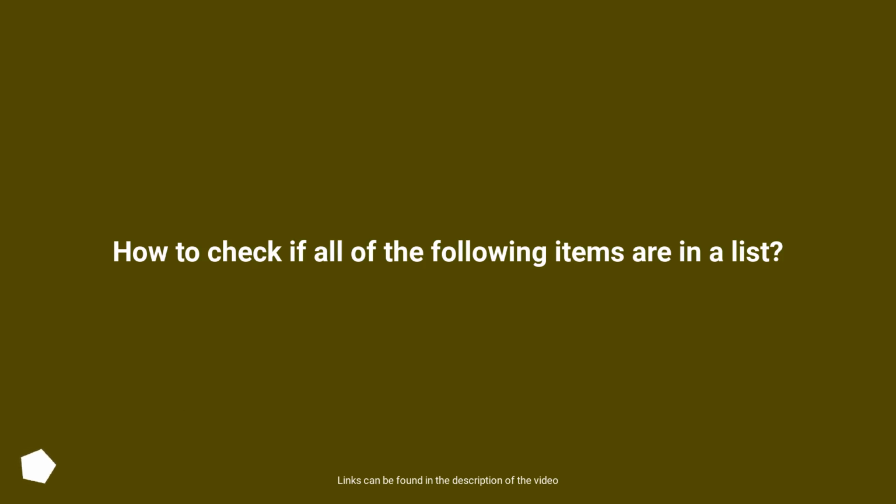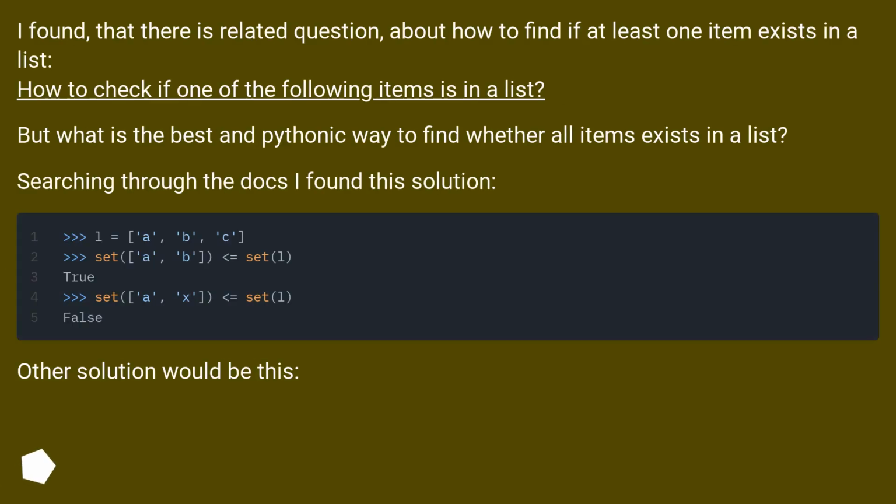How to check if all of the following items are in a list? I found that there is a related question about how to find if at least one item exists in a list: how to check if one of the following items is in a list. But what is the best and Pythonic way to find whether all items exist in a list? Searching through the docs, I found this solution.